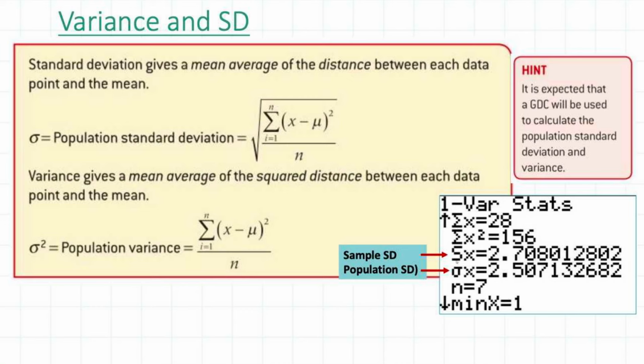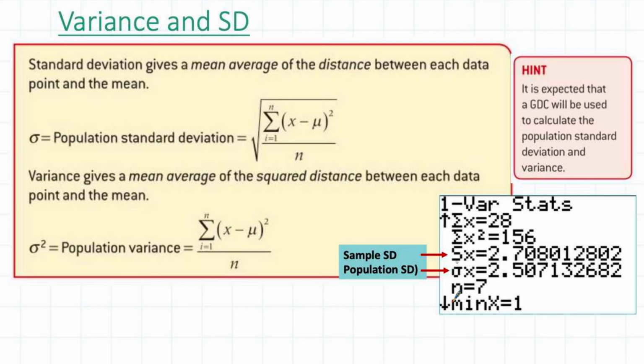So this is the definition. As I've mentioned, the standard deviation gives the mean average of the distance between each data point and the mean. The variance gives the mean average of the squared distance. So it's squaring the standard deviation. And you will be expected to use the GDC to find the standard deviation. You're not expected to do it by hand, unless in certain cases where, for example, they give you the value of this numerator and then you have to divide by n and square root.